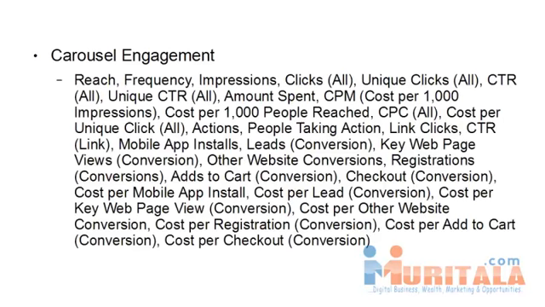So this is to do with carousel ads and carousel engagement, and that includes the reach, frequency, impressions, clicks, unique clicks, CTR, unique CTR, amount spent, CPM, that's cost per 1,000 impressions if you're going that way, cost per 1,000 people reached, cost per click, cost per unique click, actions, people taking action, link clicks, CTR, mobile app installs, leads and conversions, key web page views and conversions, other website conversions, registrations, conversions, adds to cart, checkouts, cost per mobile app install, cost per lead, cost per key page view, cost per other website conversion, cost per registration, cost per add to cart, and cost per checkout.